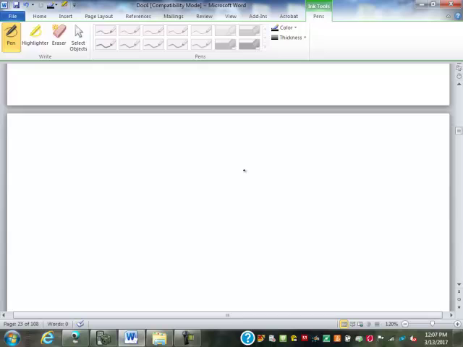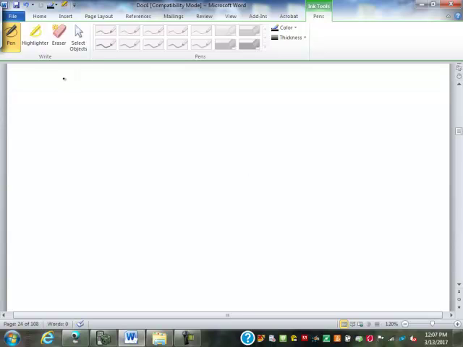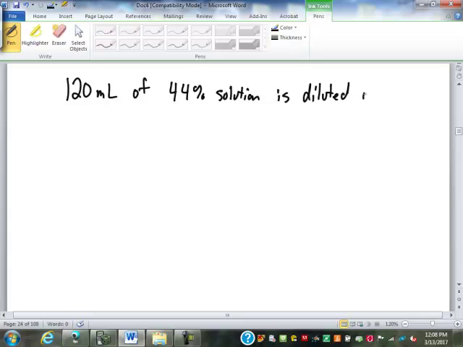Okay. So what if we have 120 milliliters of 44% solution that is diluted with, let's do it, 480 milliliters of saline. Find the new concentration.